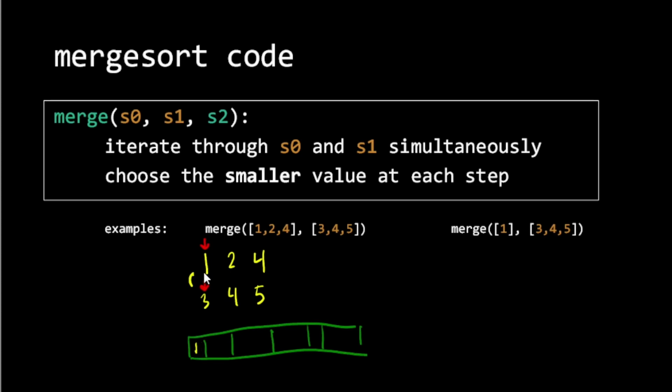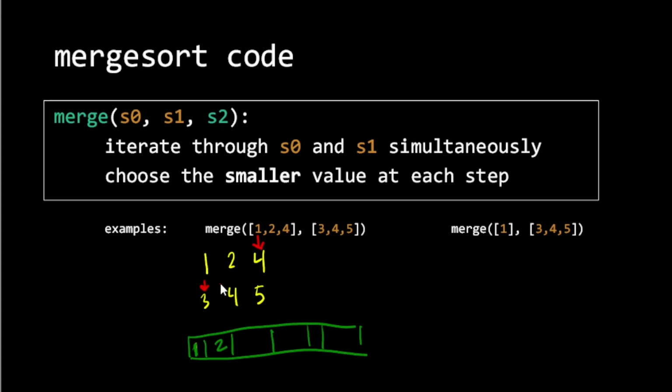And since I chose the one from the top array, I'm going to advance only his pointer. This is very important, only his pointer. So now it's going to be 2 and 3. And I will compare now 2 and 3. Right, and so 2 is smaller, so I'll choose 2. Make that one green. And because I chose 2, I will advance only the pointer on top. Notice how the bottom pointer has not moved yet.